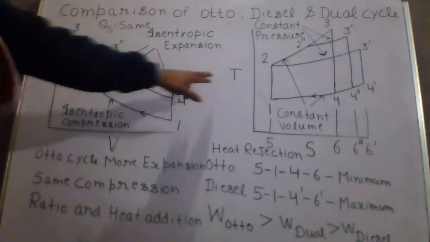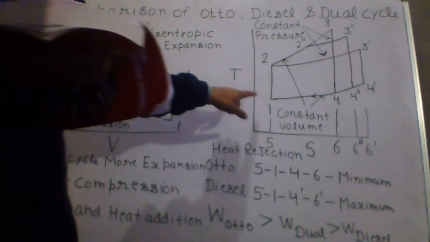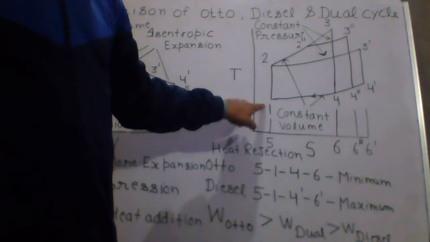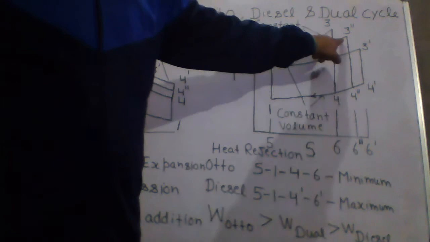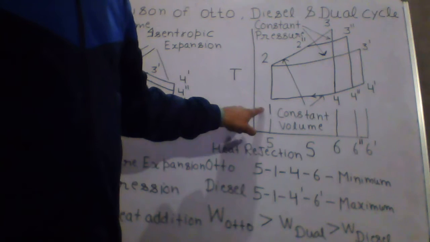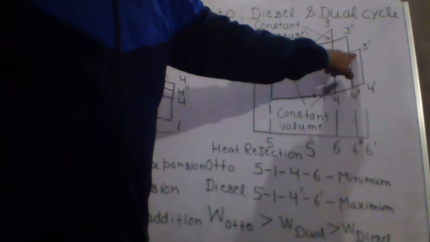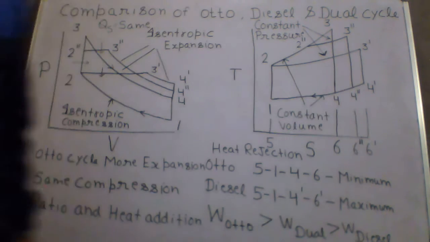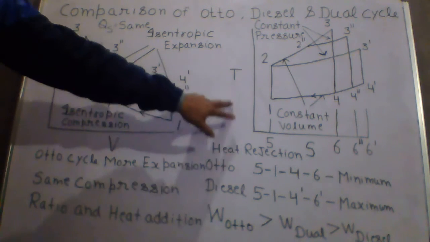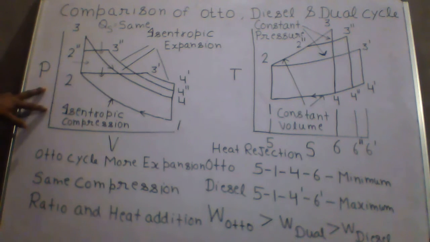In the TS diagram, you can see here this 1, 2, 3, 4. This is your Otto cycle. 1, 2, 2 double dash, 3 double dash, 4 double dash is your dual cycle. 1, 2, 3 double dash, 4 dash. This is your diesel cycle. So in this case, the condition is that compression ratio and heat addition should be same. Heat addition we will see in the TS diagram, compression ratio we will see in the PV diagram.